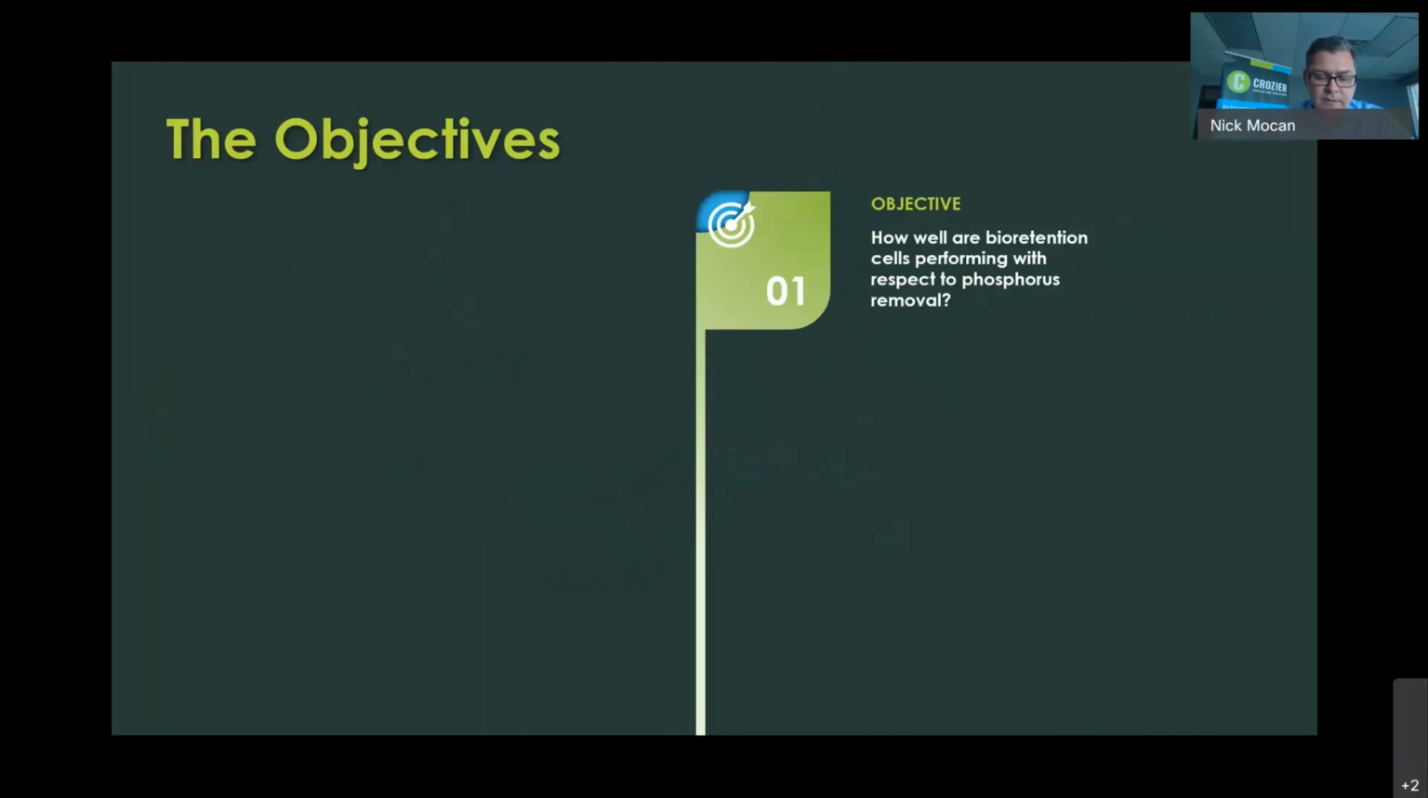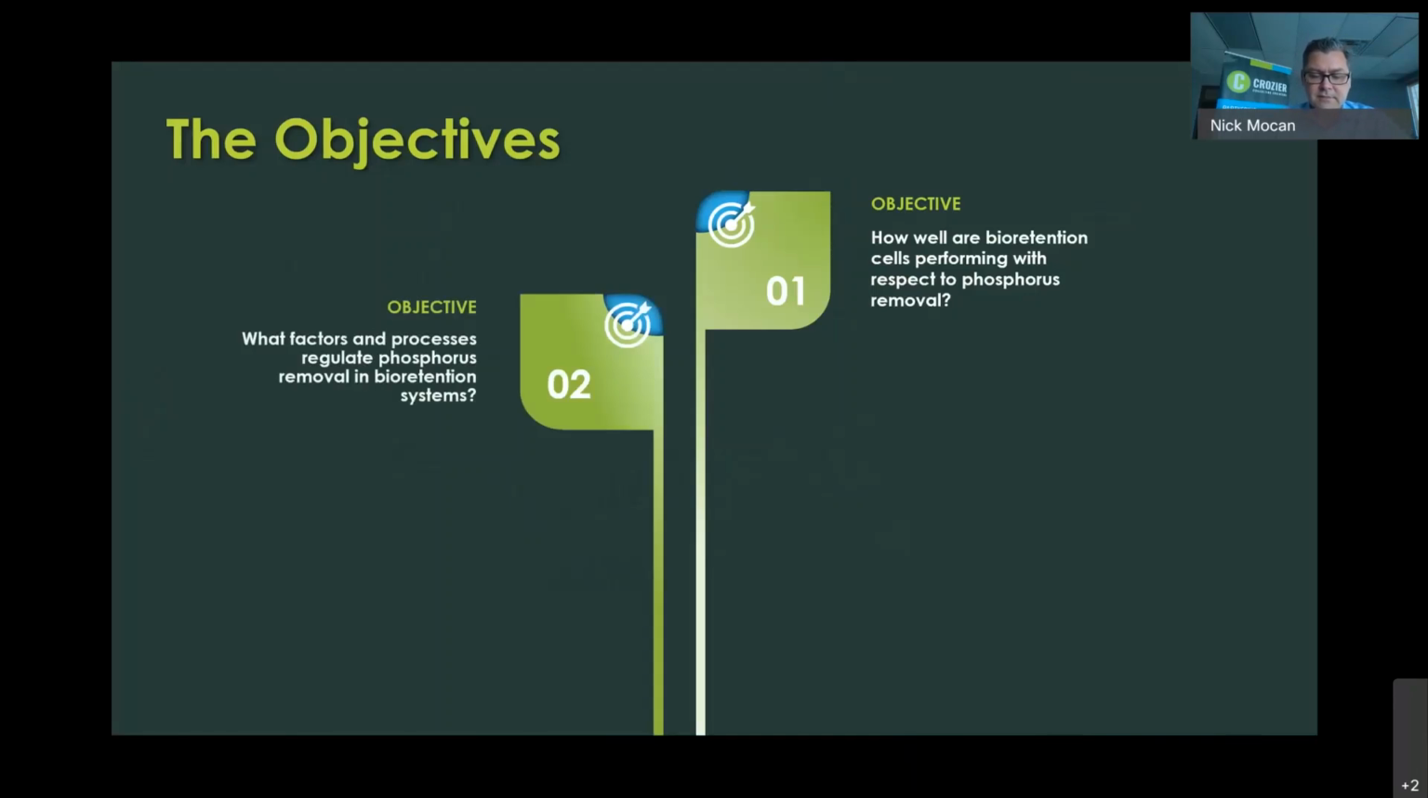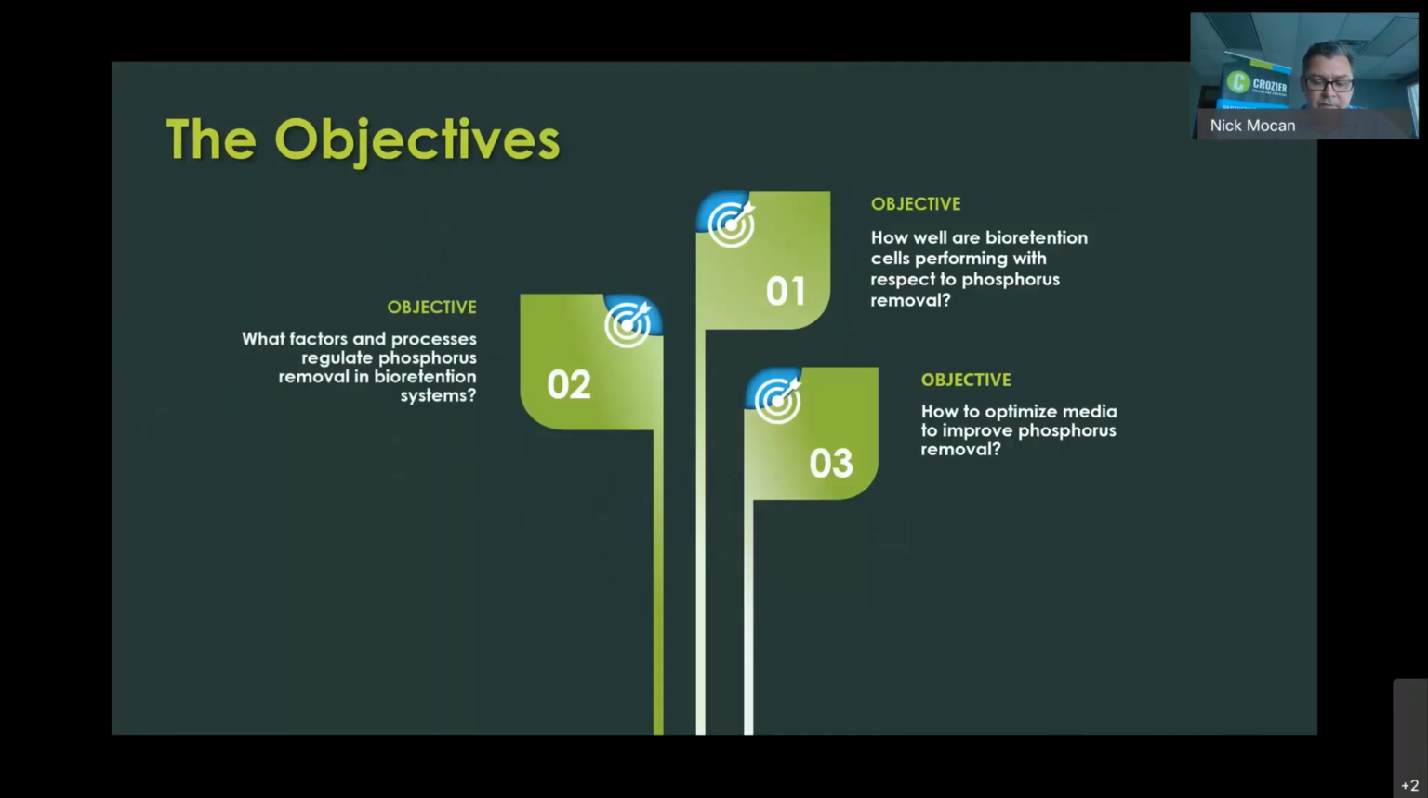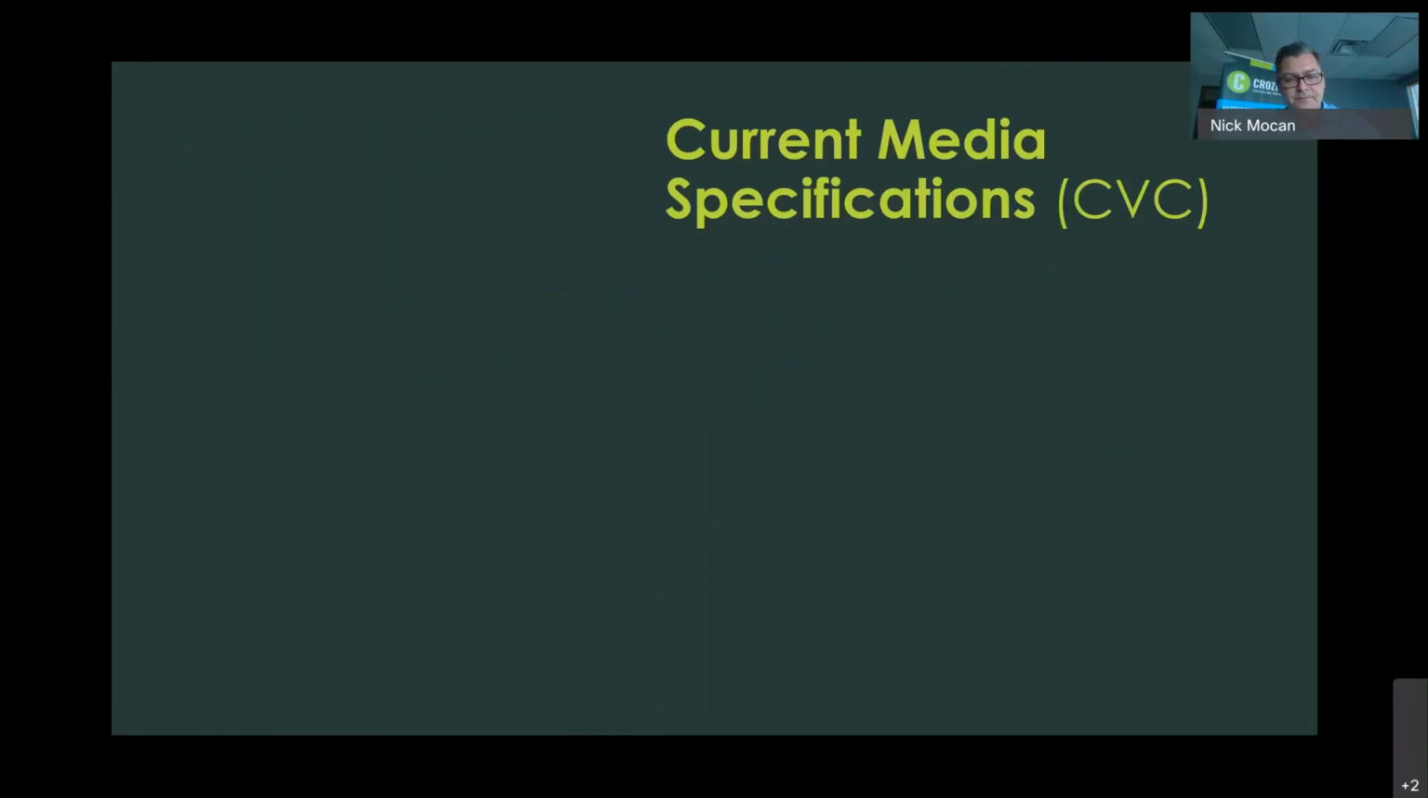In order to improve the design and performance of bioretention systems in reducing phosphorus loads, we feel it's important to understand how they're performing today in the field. It's also important to understand the various processes that regulate phosphorus removal, all of which are critical to the pursuit of optimizing bioretention media for future applications.